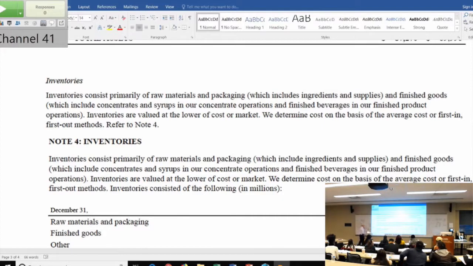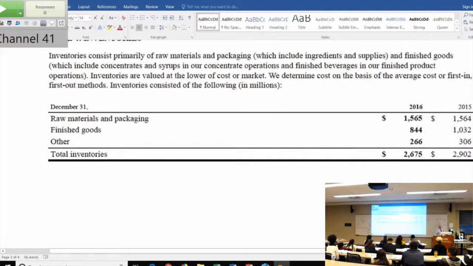Then when you go to footnote number 4, which you're referred to, again, these are not on the same page. I'm cutting and pasting them from different parts of the annual 10-K. You've got inventories consist primarily of raw materials and packaging, the same story, and then they tell you the inventories below. So the inventory is made up of raw materials, and there's probably not much work in process, I don't think. Can anyone think why?